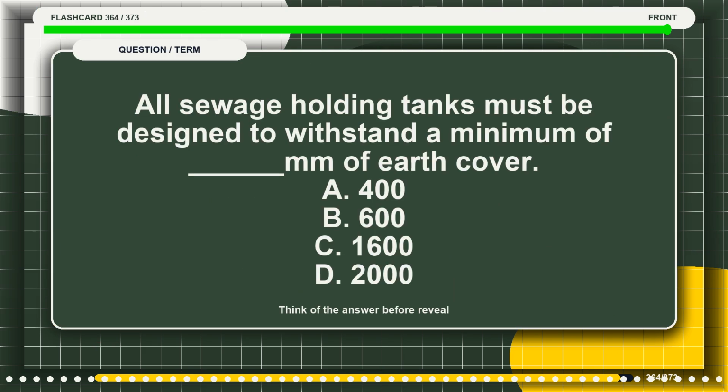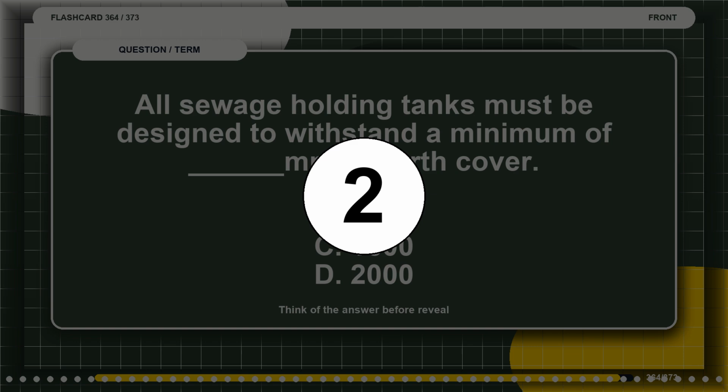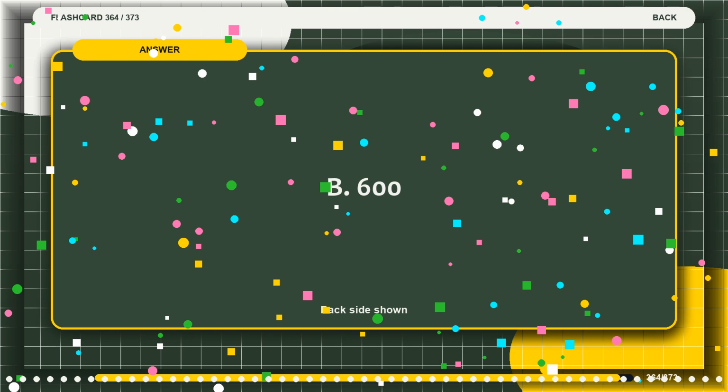Flashcard 364. All sewage holding tanks must be designed to withstand a minimum of blank mm of earth cover. A. 400 B. 600 C. 1600 D. 2000. Think of the answer before the reveal. The answer is B. 600.